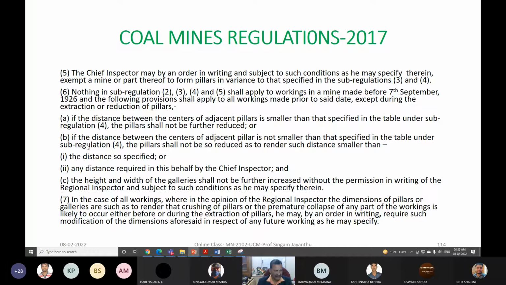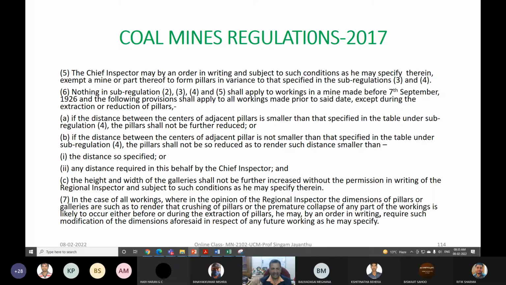So now, if the distance between the centers of adjacent pillars is not smaller than that specified in the table under sub-regulation 4, the pillars shall not be so reduced as to render such distance smaller than the distance so specified. That means if it is already bigger, you need not reduce it now. That is the meaning. Any distance required in this by the chief inspector, as you know, the chief inspector is now renamed as the Directorate General, Director General of Mines Safety, Mr.